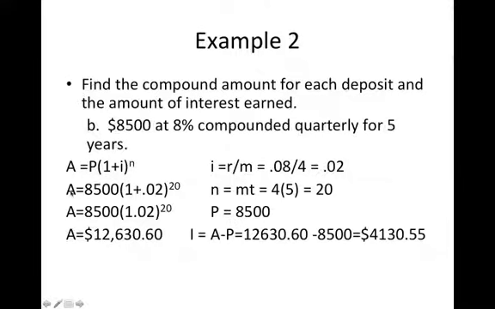So to find our future value, our future amount, we plug in these values. So 8,500 times 1 plus 0.02 to the 20th power. So 1.02 to the 20th power times 8,500 is $12,630.60. So that's the compound amount. Okay, that's the future value right there. The amount of interest that we earned is this future value minus the initial value. So $12,630.60 minus $8,500 is equal to $4,130.55 earned from interest.